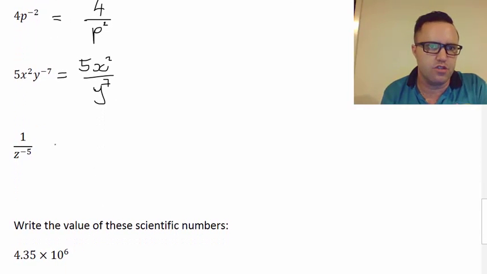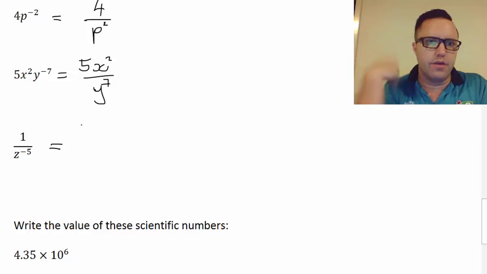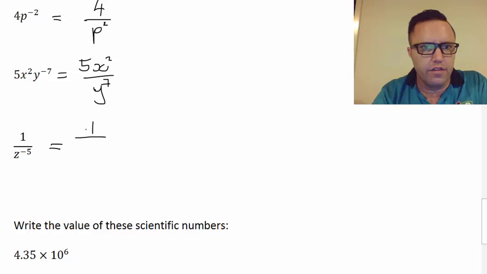And lastly here, this was a bit of a tricky one. So let's rewrite it as we know. So we have already got 1 over something, okay, but that 1 over is z to the power of negative 5. So that's 1 over z to the power of 5.